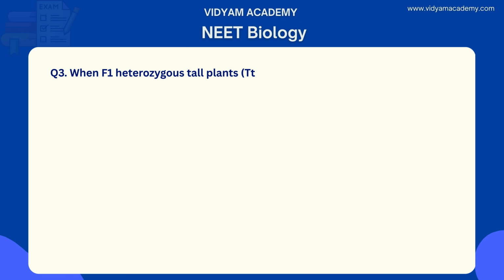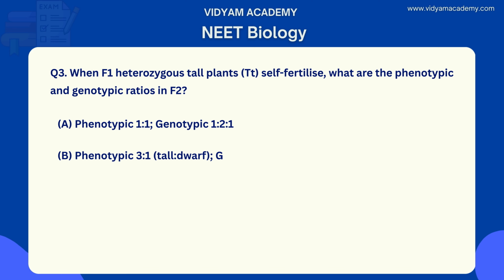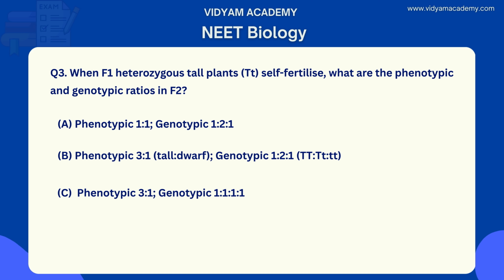When F1 heterozygous tall plants Tt self-fertilize, what are the phenotypic and genotypic ratios in F2? Option A. Phenotypic 1:1, genotypic 1:2:1. Option B. Phenotypic 3:1, tall versus dwarf, genotypic 1:2:1. Option C. Phenotypic 3:1, genotypic 1:1:1:1. Option D. Phenotypic 1:2:1, genotypic 1:1:1:1. What is the right answer?